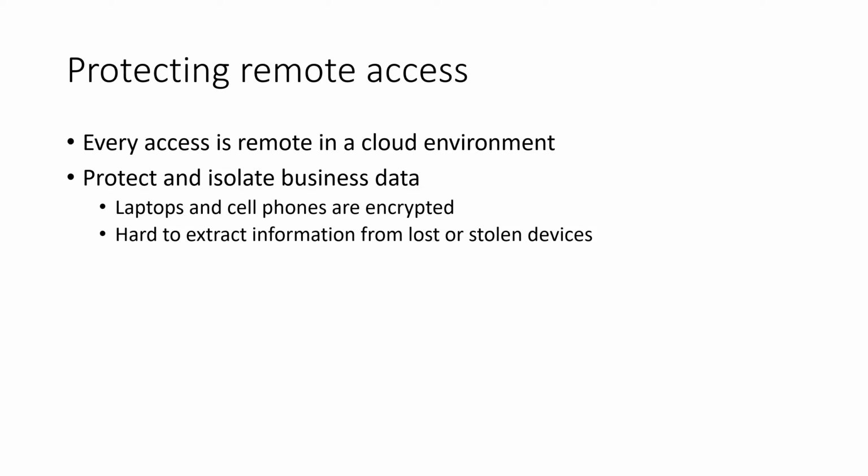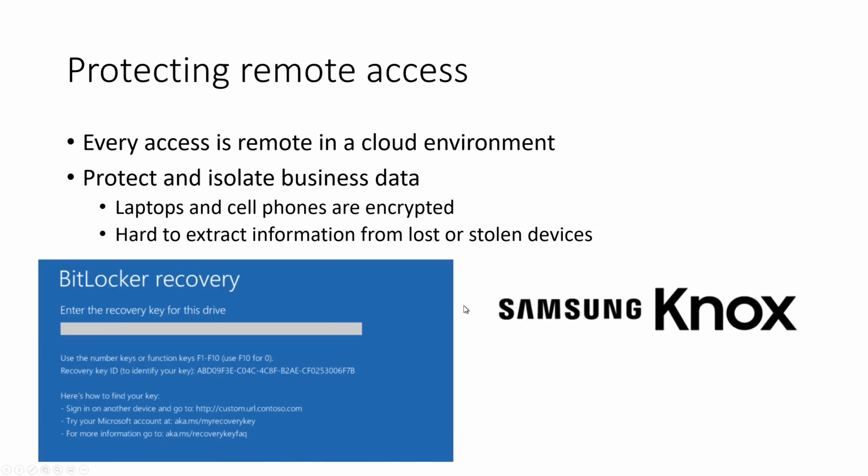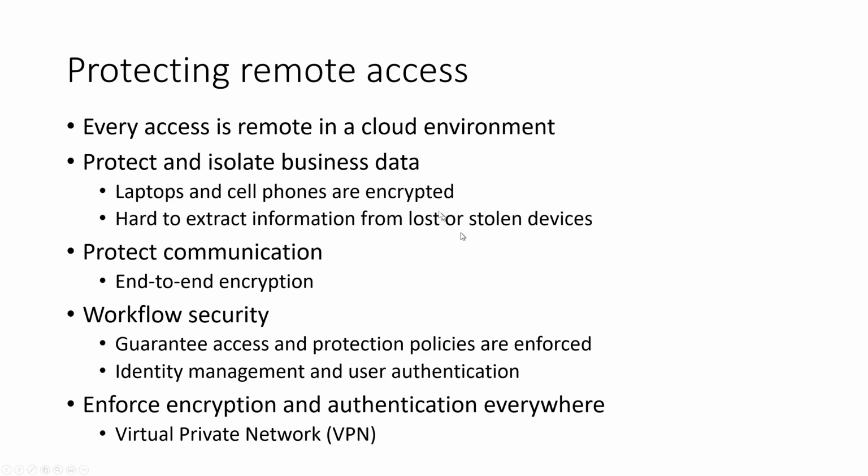Most laptop operating systems and cell phones today have solutions to keep the data encrypted. So it's very hard to extract information from lost or stolen devices because the data is encrypted. We need to break the encryption or get the security key to access the data. In Windows, for example, we have BitLocker, and Samsung phones have Knox, but Apple, Linux, and other cell phone vendors have similar solutions. To protect remote access, we also need to protect all of the communication between the employees and the cloud and between users and the cloud. To do this, we use end-to-end encryption.